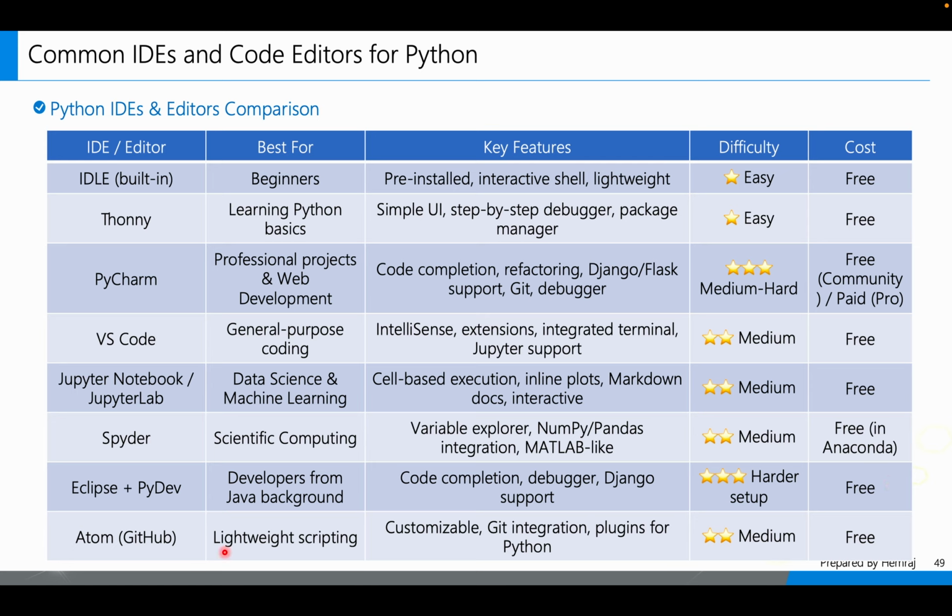But open source. Atom is provided by GitHub, lightweight scripting, customizable, Git integration, plugin for Python, medium difficulty, free. So these are the comparison of all these eight common IDEs and code editors for Python. So the important thing we have to note: we have the basic ones generally used, it depends upon you which you use, but when working on data science and machine learning, the maximum professional use is Jupyter Notebook, right?